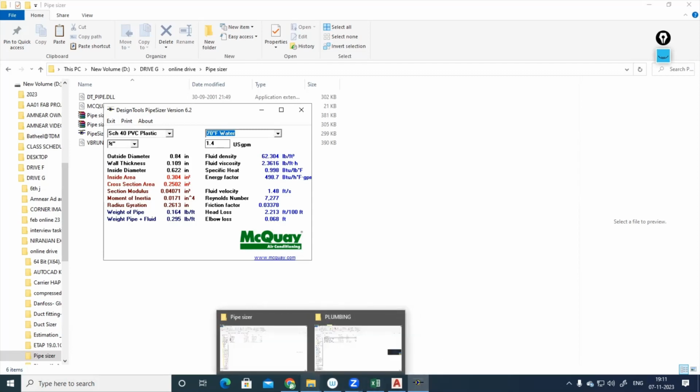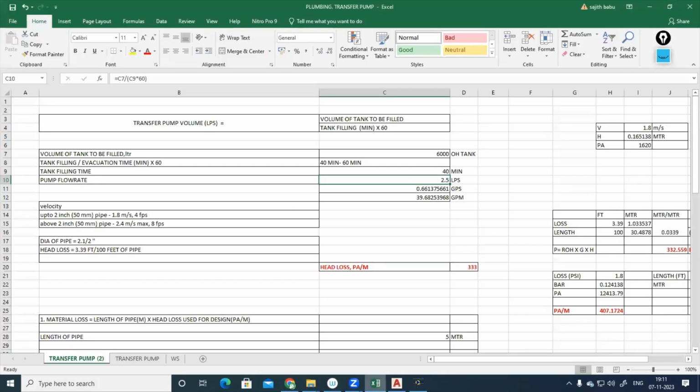This condition you should maintain. The same condition, water supply pipe sizing we already did. Up to 2-inch diameter pipe, 1.8 meters per second or 4 feet per second. You can go up to a maximum of 4.2 feet per second as a boundary. Above 2-inch pipe, meaning 65 mm onwards, the maximum velocity should be 2.4 meters per second or 8 feet per second.